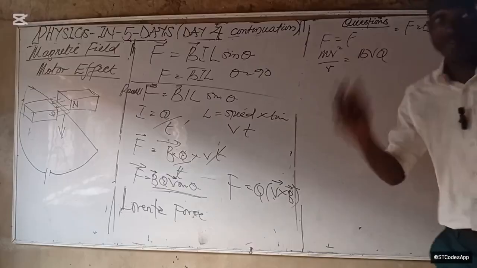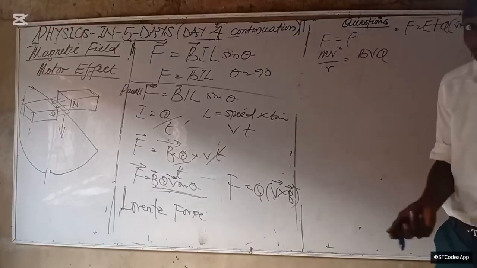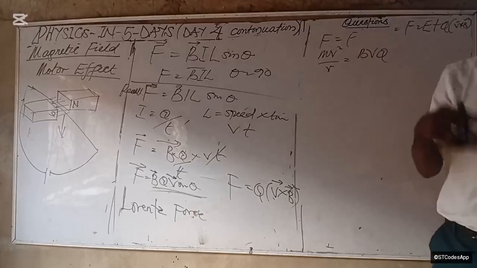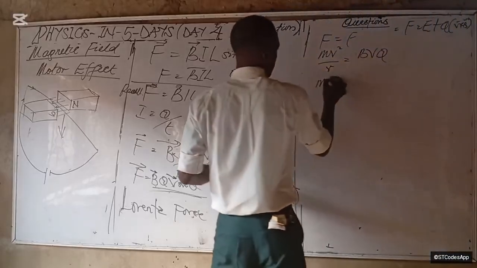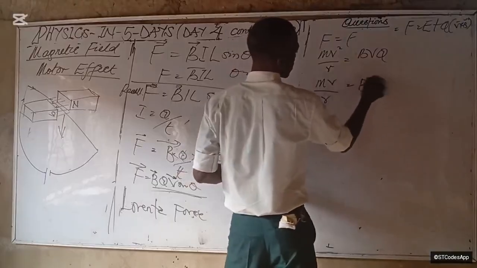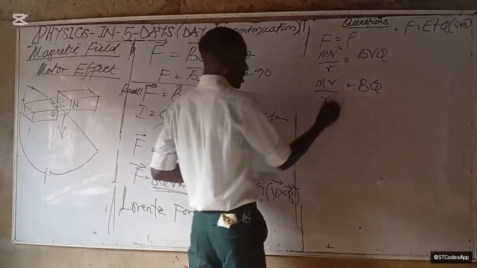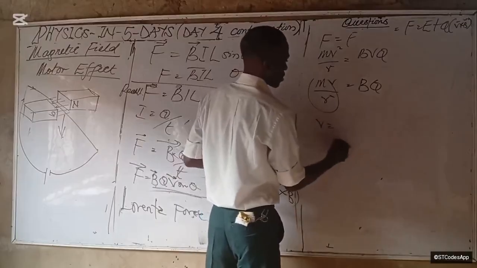If we're moving in circular motion, then it means also that it's going to have period, frequency, angular velocity, all those things. Do you remember? Okay. So in this case, it means that mv over r will be equal to what? Bq. Do you remember this? V will cancel v. Okay. So that the velocity of the charge is equal to what?